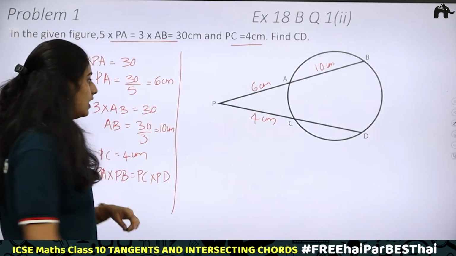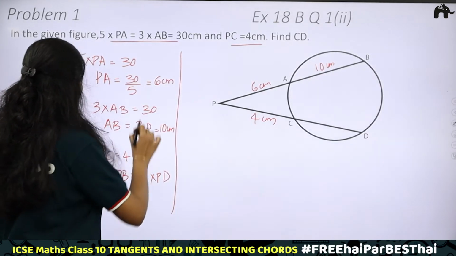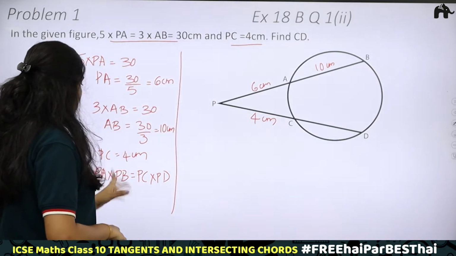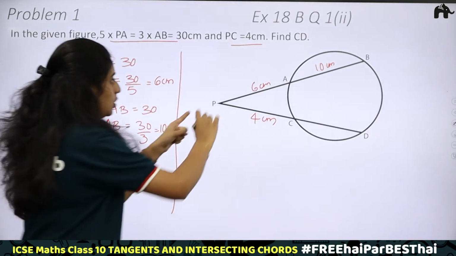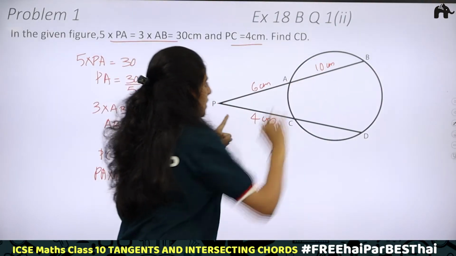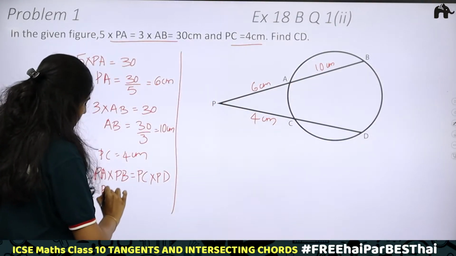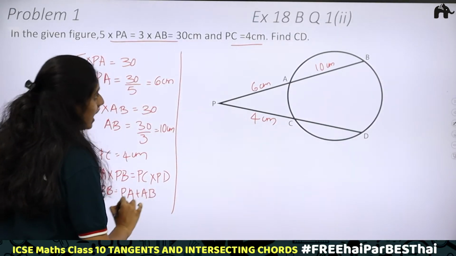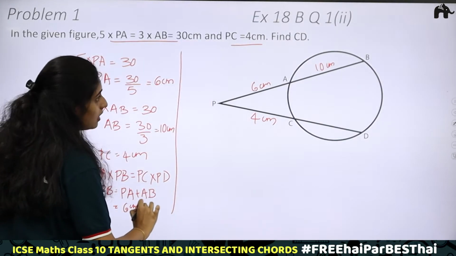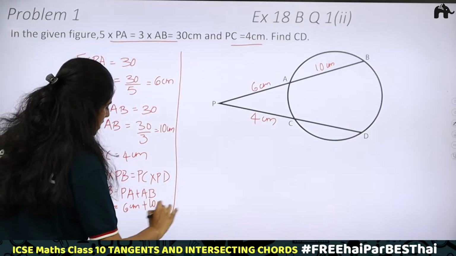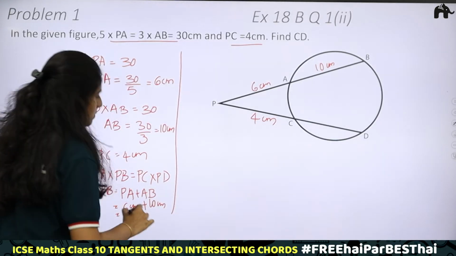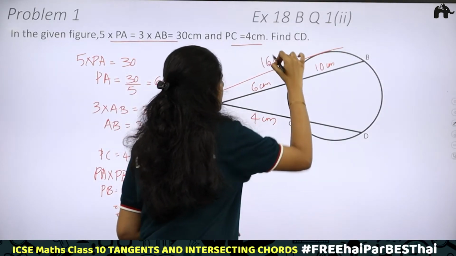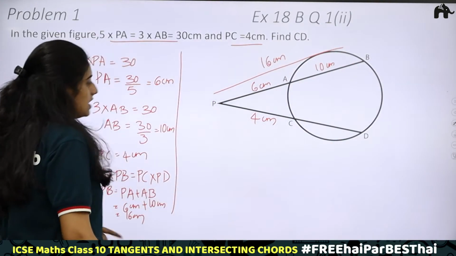PD. Here we know the value of PA and we know AB. We need to find PB, right? PB will be equal to PA plus AB and that is 6 centimeter plus 10 centimeter, which is equal to 16 centimeter. This total length PB is 16 centimeter.